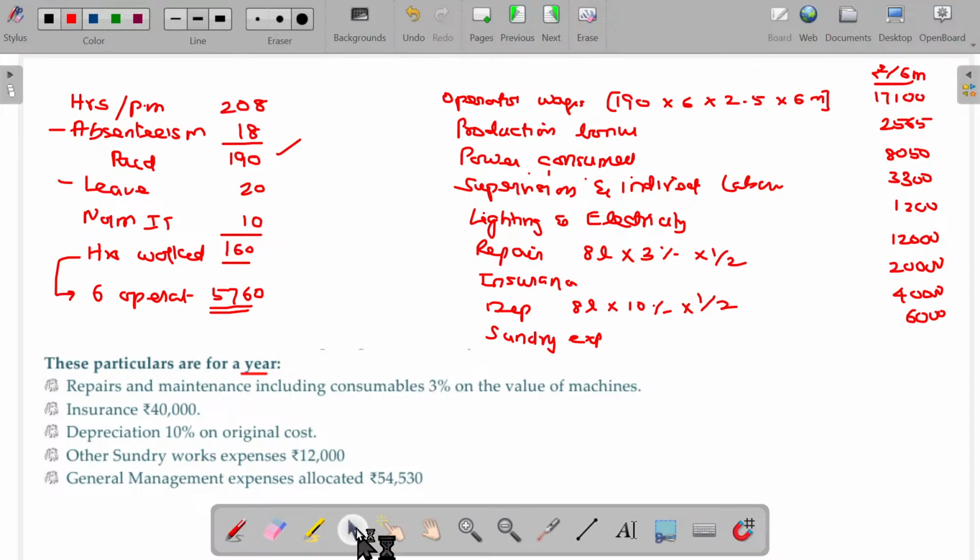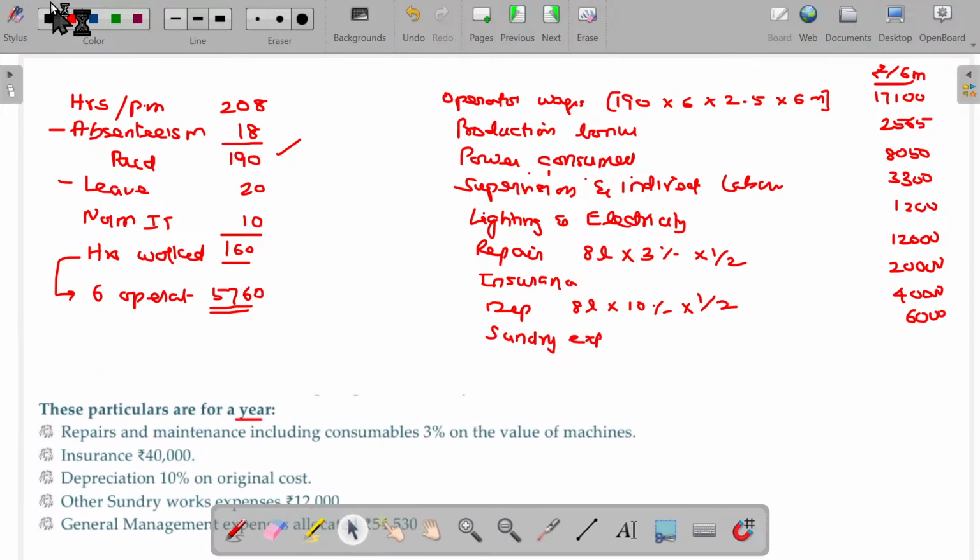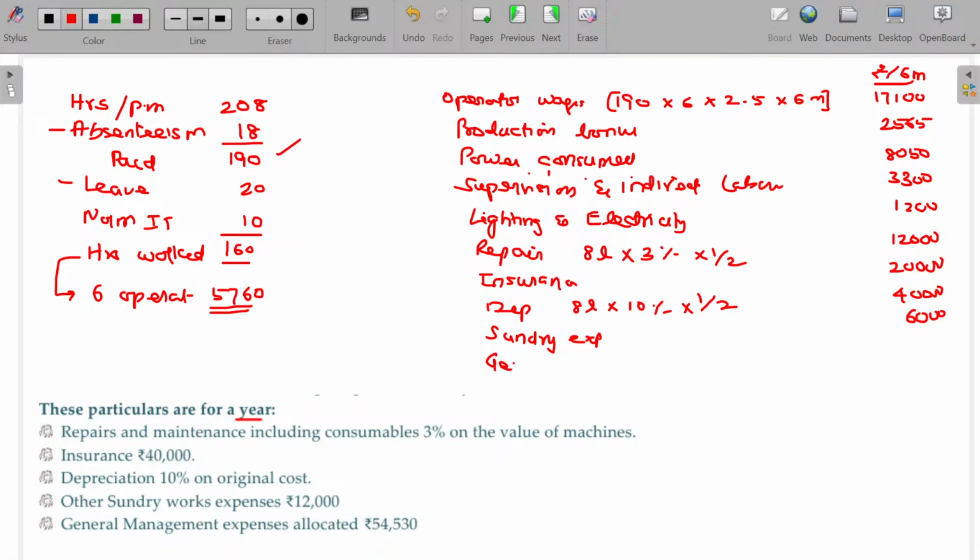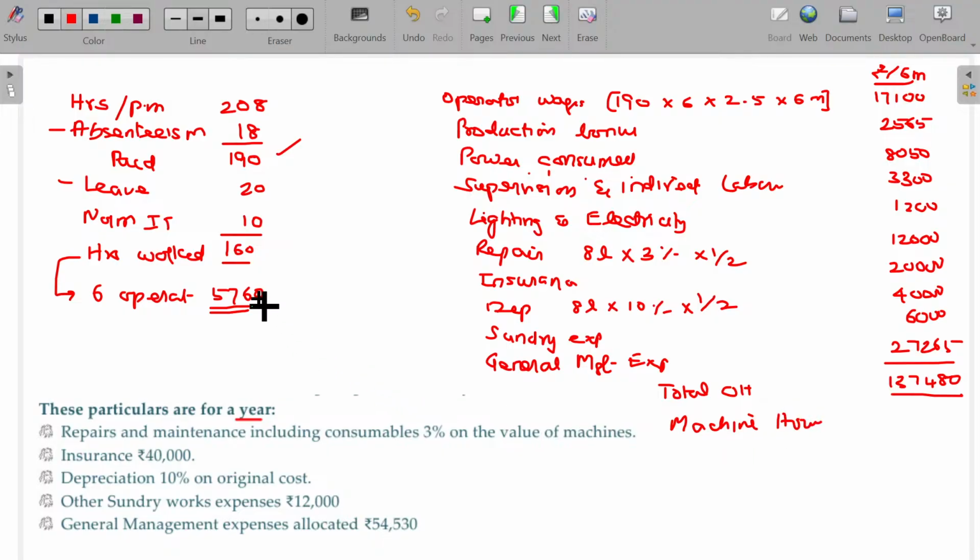General management expenses allocated, 27,000, 50%: 27,265. Total overhead for the machine shop being 1,37,480. Now find out the machine hours: 5,760.